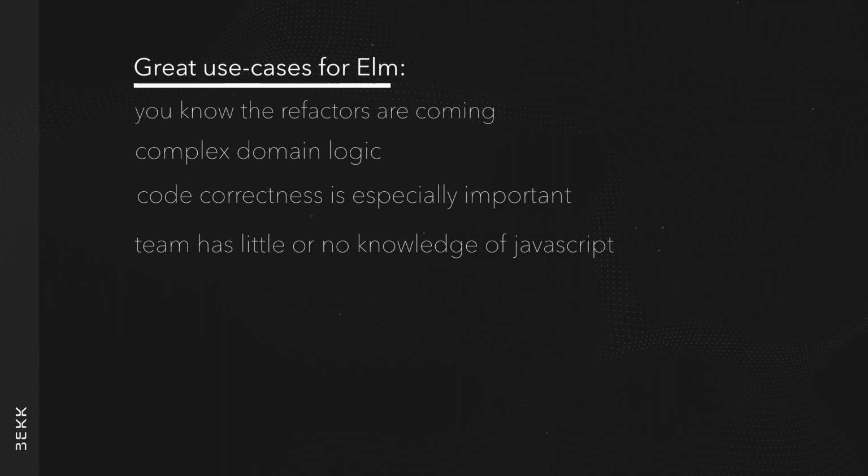If you know that the refactors are coming, that you're creating a code base that will live for a long time, and that you will refactor, you won't throw it out, you will actually make that code base nice over time, Elm works great. Also, the complex domain logic things are very well modeled using union types and the strong type system of Elm. That's why Haskell is being used for a lot of compiler stuff, where you really need to ensure that the code is correct.